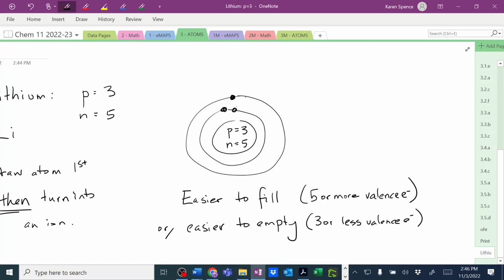Yes? 4 doesn't actually form ions, they form covalent bonds only. They share. Okay, so 4, we don't worry about forming ions because they just don't do that. Okay?